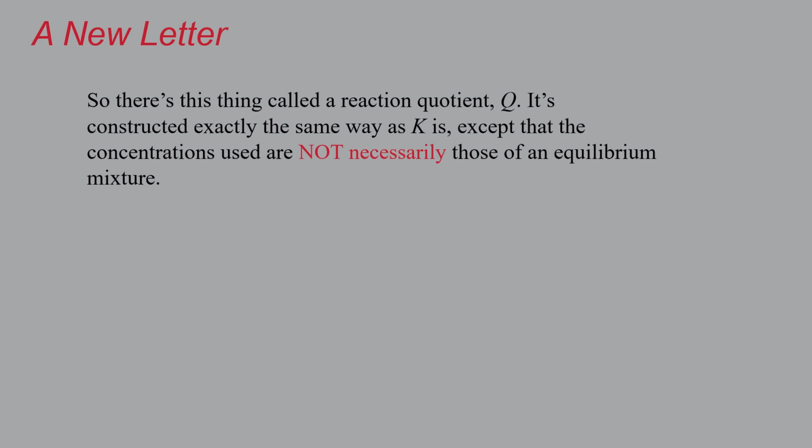So you've seen it. We're going to formally define it here. There's this new thing called a reaction quotient, Q. This is a value that is constructed exactly the same way as the equilibrium constant K, except that it uses any instantaneous set of concentrations, not necessarily those of an equilibrium mixture.